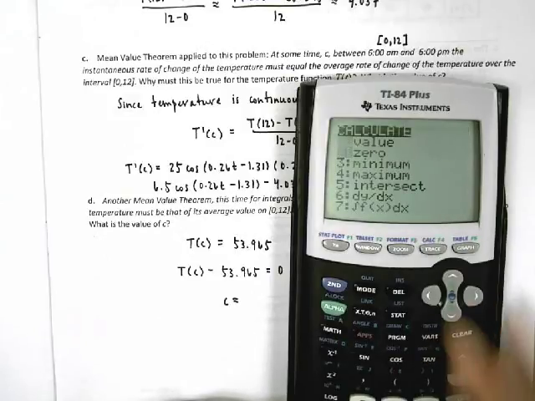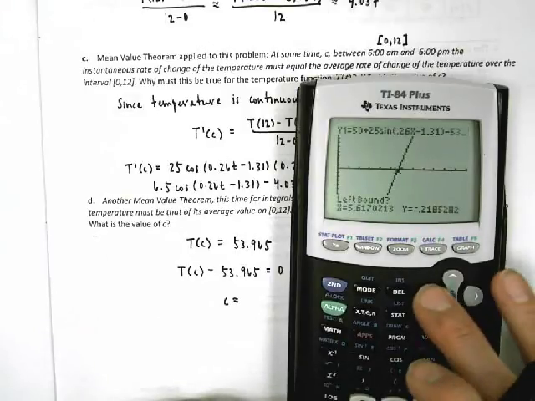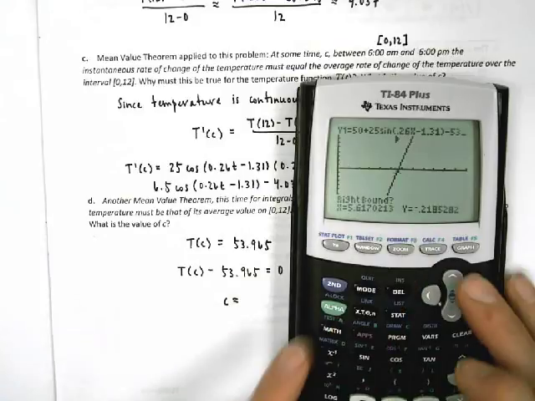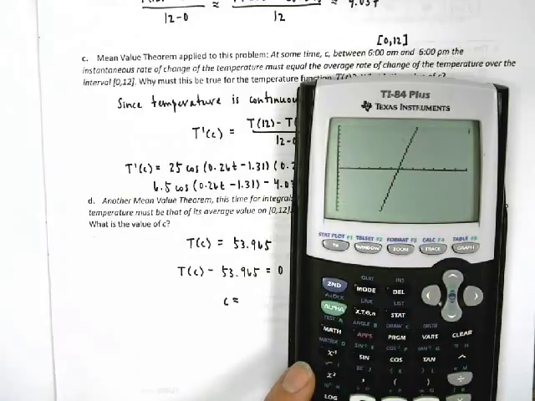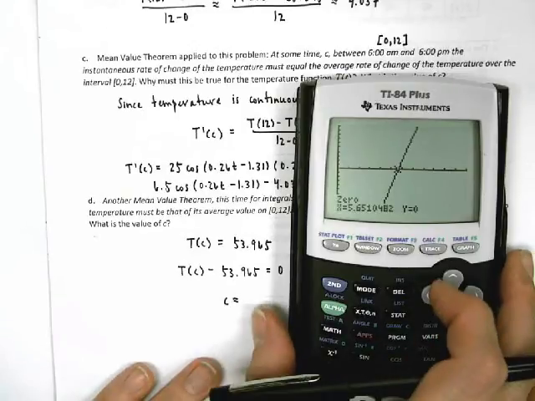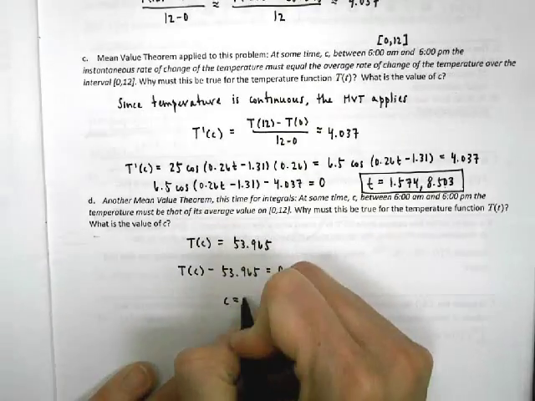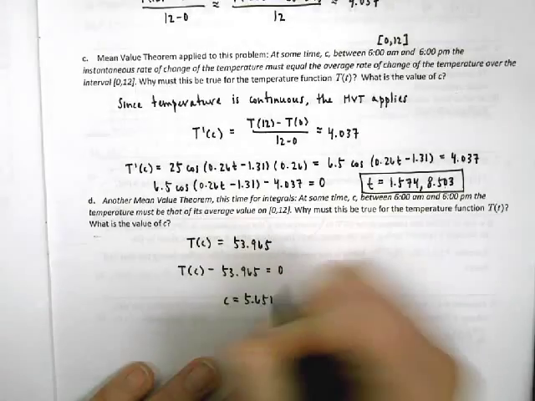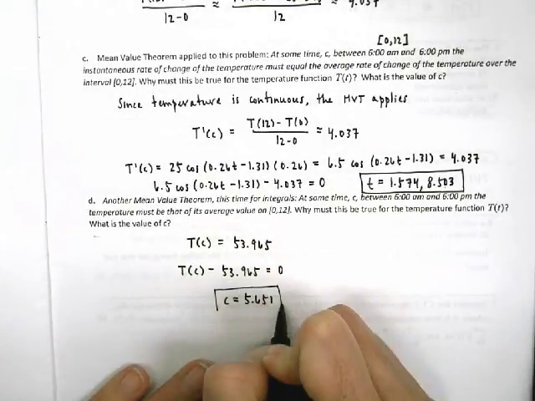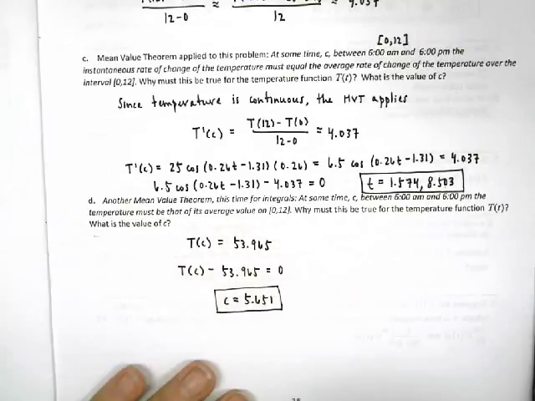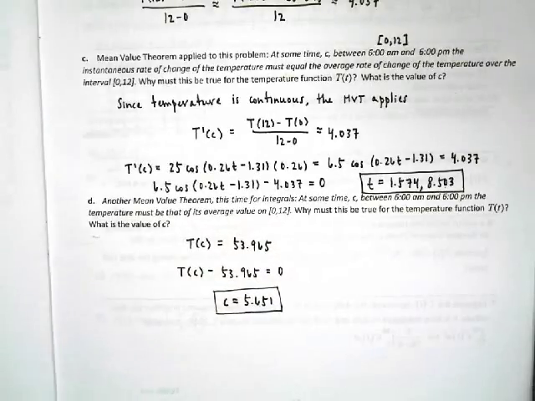Okay, so again, second trace to calculate the 0. Left bound is negative, right bound is positive, and this happens at t equals 5.651. So at that point, the actual function value is equal to the average value of the function. So that's it for average value, and now you've got videos for the whole chapter. We'll be doing a little more practice with average value, and then we start review for the test.